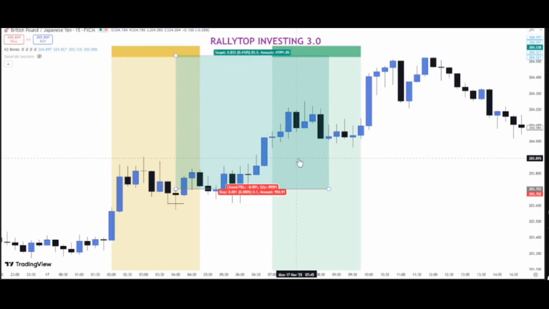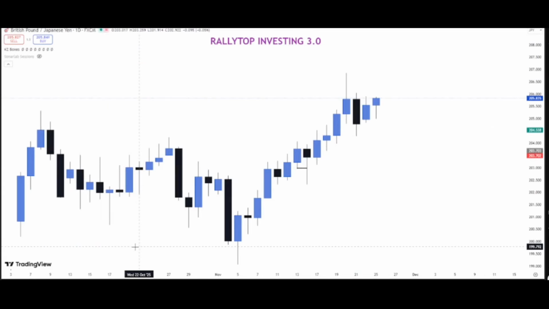Now, let me take you back to the daily time frame and show you the second example. Remember, this happened on Monday the 17th. We want to do a backtest of 5 days and see how effective or ineffective this strategy is. So we go back to the daily time frame now. Okay, so this is the daily time frame. Remember, we traded on the 17th. So we want to trade on the 18th of November, which is Tuesday.